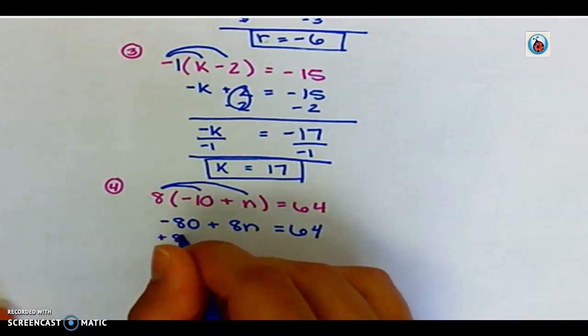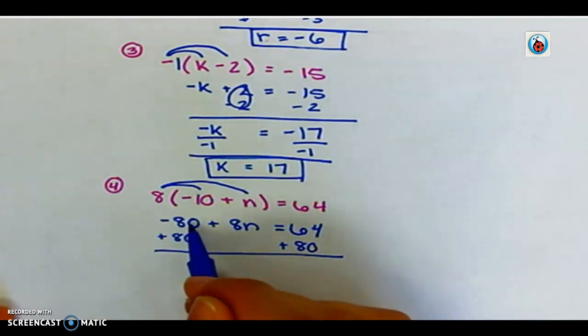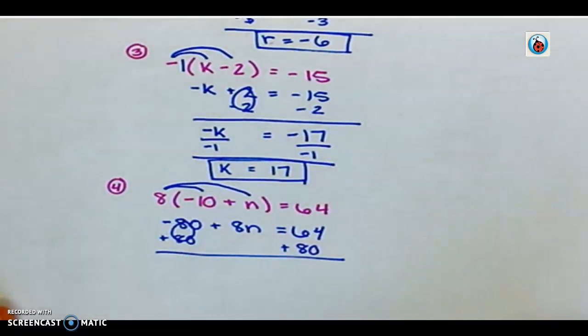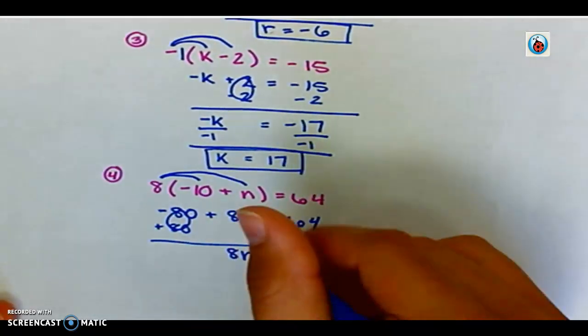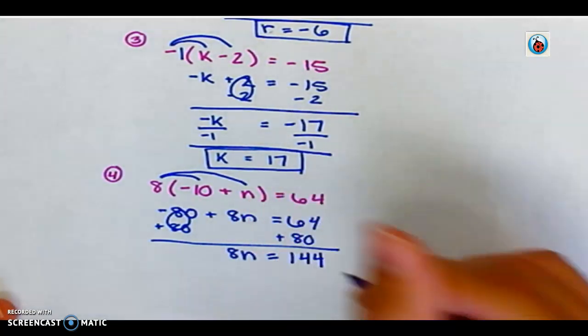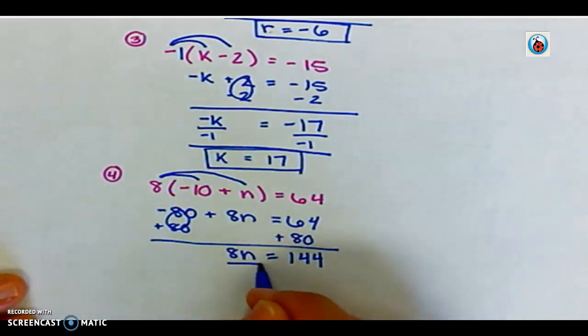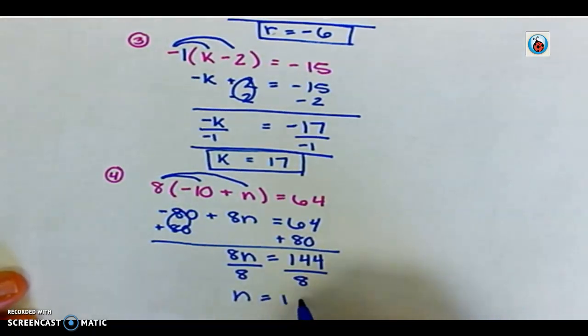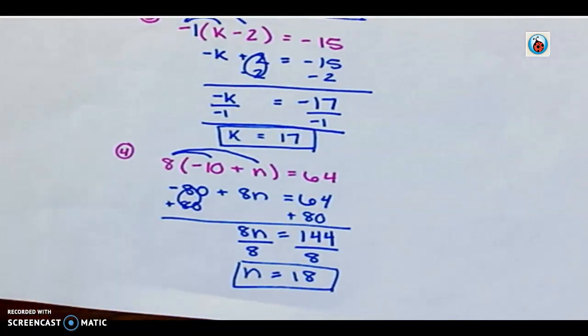I'm going to have to add 80 to both sides. That becomes 0. I get 8n equals 144. Then I'm going to want to divide both sides by 8, and I get n equals 18. That is my final answer.